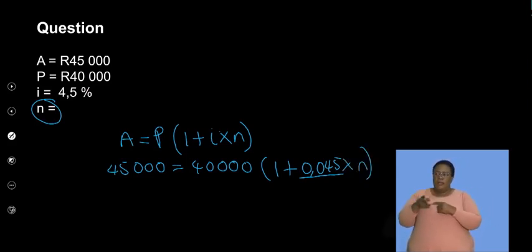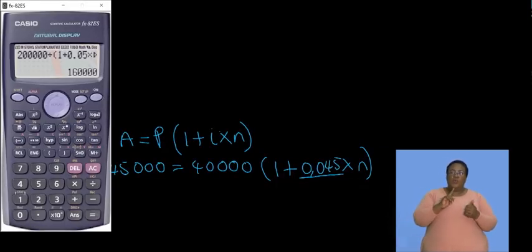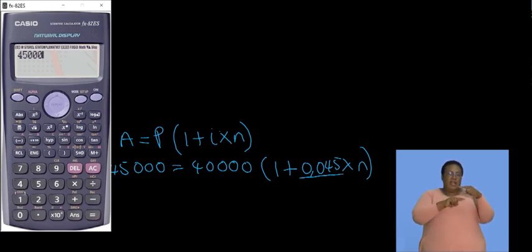So I'm going to go back to my calculator. So it's 45,000. Firstly, I will divide both sides by the 40,000 to get rid of it, so that I can have the bracket on its own. Remember, that's the big idea. The big idea when you are solving is you must get the variable on its own. So I'm going to divide this by 40,000, and my answer will be 9/8, right? So you can see this is 1.125.